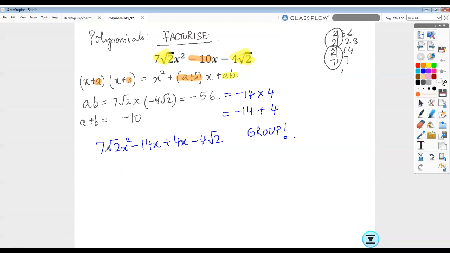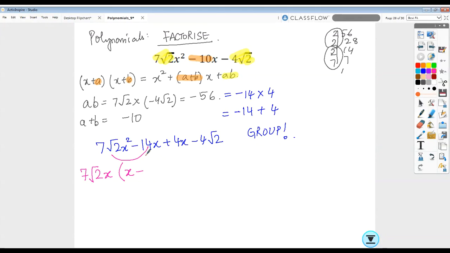So I'll try and find out some common factors between the first two terms here, 7 root 2 x square and 14x. So I think I can take out a 7 common. Here, if you know, you'll be left with a 2 here. So I think out of 2 and root 2, I can take out a root 2 also common. Out of x square and x, I can take out an x common. So what am I left with here? I'm left with an x minus.